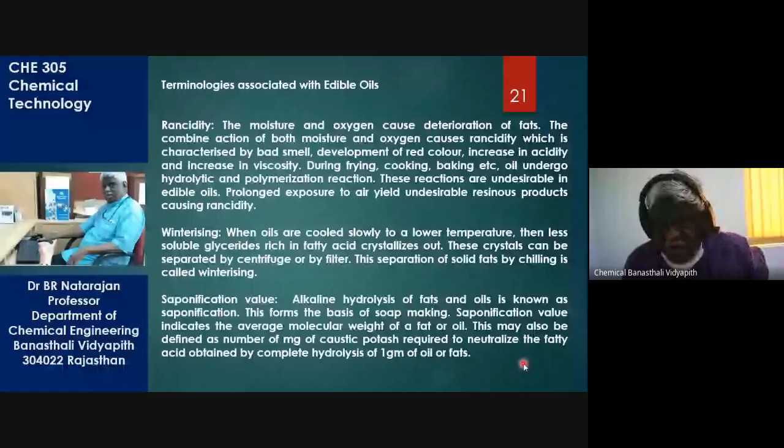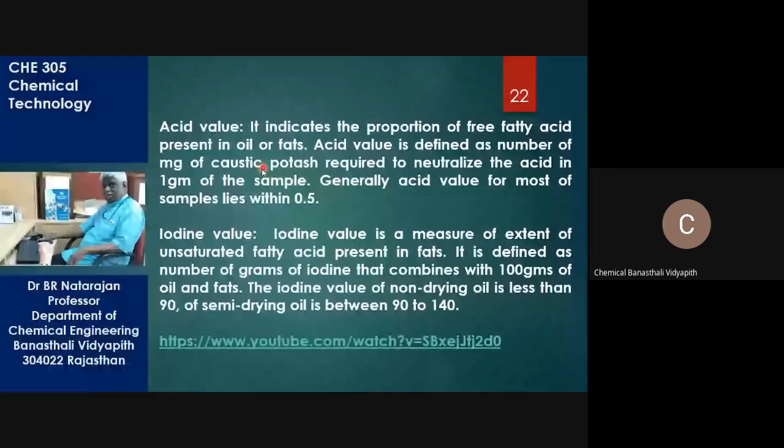Then comes acid value. It indicates the proportion of free fatty acid present in oil or fat. An acid value is the number of milligrams of caustic potash required to neutralize the acid in 1 gram of sample. Generally, acid value for most samples lies within 0.5.